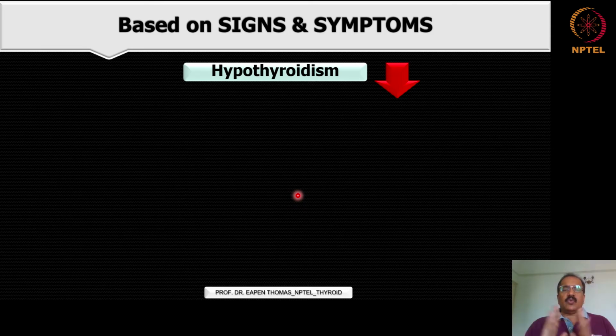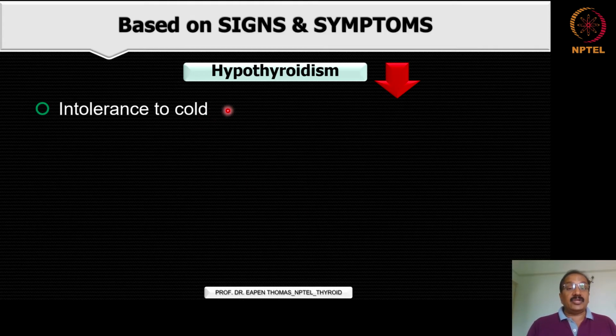Okay, now let's see what are the features associated with hypothyroidism. If you want to know based on the signs and symptoms, you should be able to ask the patient or elicit these things. So in a hypothyroidism patient, what are the signs and symptoms? They have an intolerance to cold, because thyroid hormones are very much essential for increasing the cardiac output and the hyperdynamic situation. The blood flow is always high, the heart is always functioning fast. So there is a continuous blood flow in a patient with hyperthyroidism.